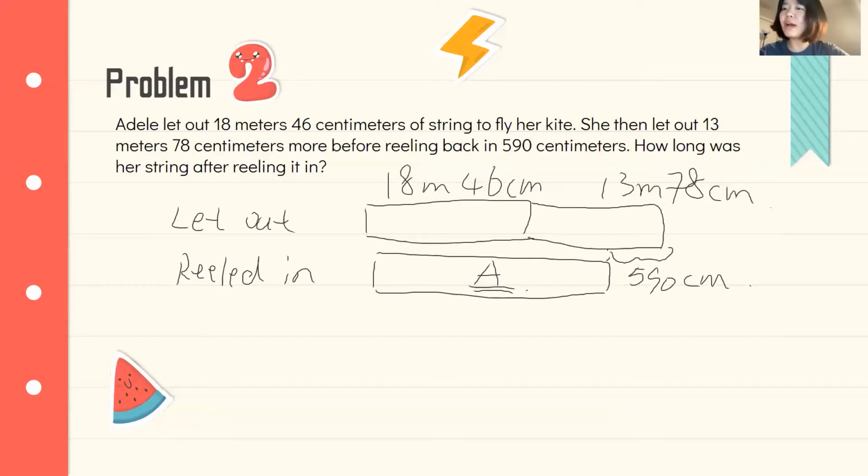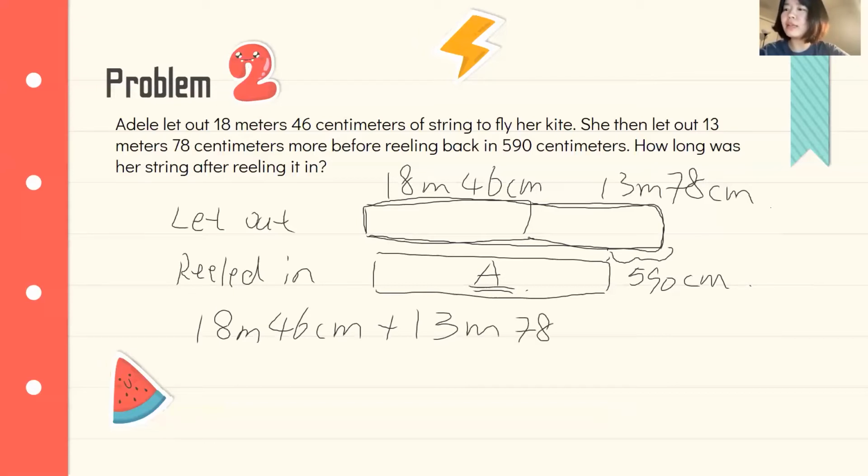So let's find out what's the total distance she let out, which is this whole bar. Let's add these two numbers together, which is 18 meters, 46 centimeters, add 13 meters, 78 centimeters. Okay, so 46 centimeters plus 78 centimeters gives us 124 centimeters. And 18 meters plus 13 meters is 31 meters.